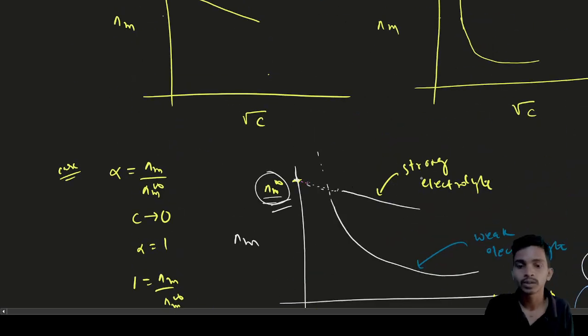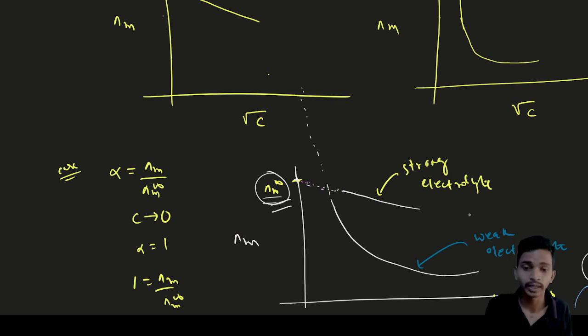But for weak electrolytes, if you extrapolate, it will not touch the y-axis, it will go parallel to the y-axis. So for weak electrolytes we can't do extrapolation, and we can't find the molar conductance at infinity for weak electrolytes, but this value we can find for strong electrolytes.